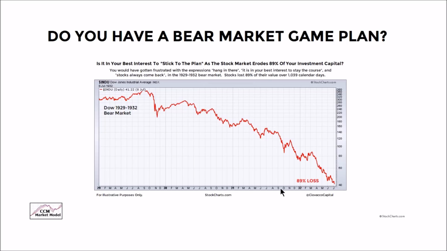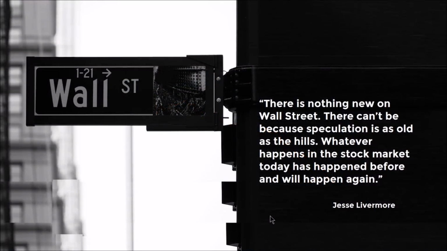Let's put this 89% loss in some historical context. From Jesse Livermore, someone who studied markets with excruciating detail: There is nothing new on Wall Street. There can't be, because speculation is as old as the hills. Whatever happens in the stock market today has happened before and will happen again.